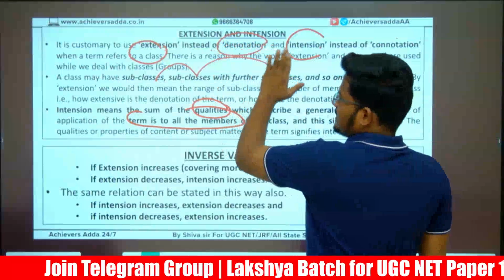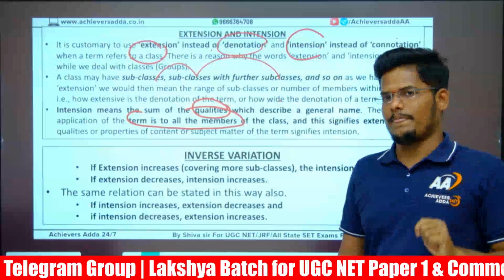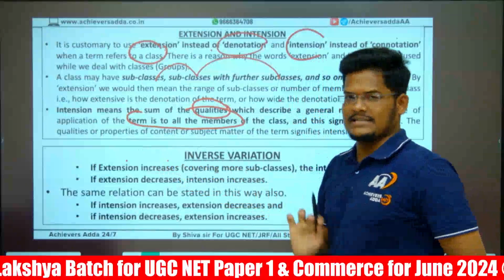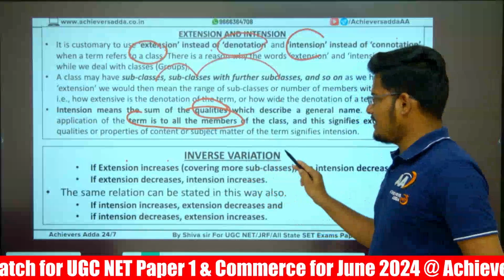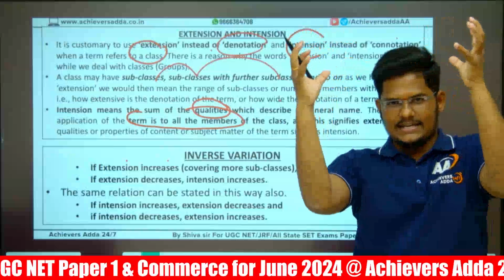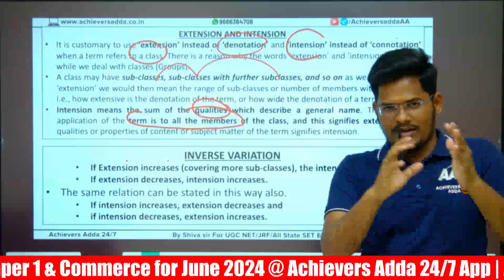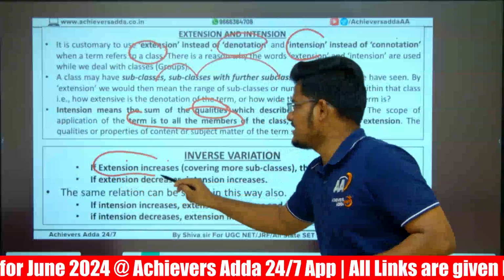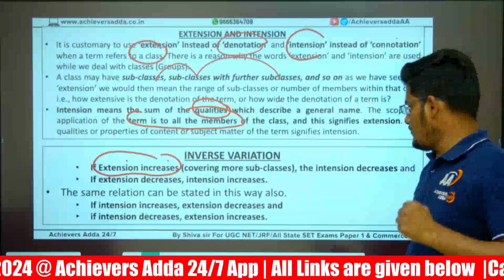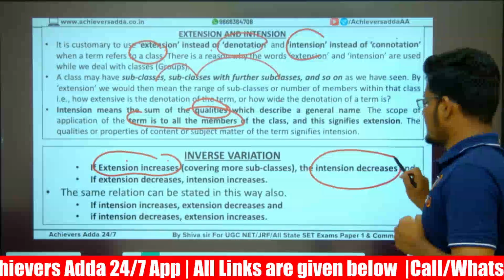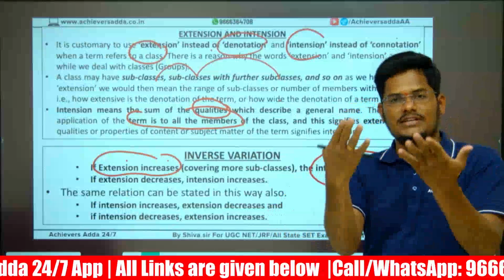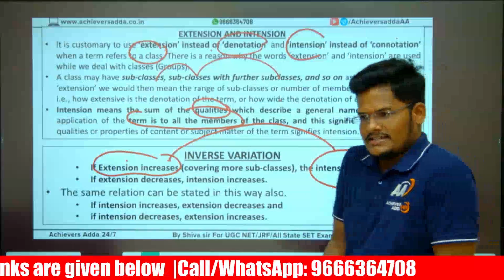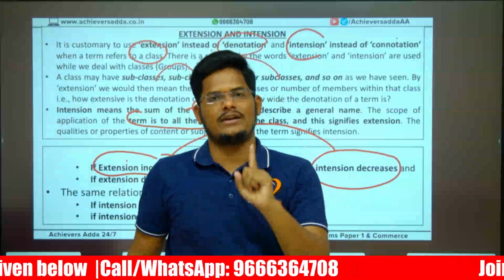Now the extension and intention are clear, denotation and connotation are clear. Look at the wording. Inverse. Extension increases means it is covering more classes. Means UGC NET, commerce paper 1 and paper 2, in paper 1 teaching aptitude. Means extension is increasing. This is the same as when intention decreases. Either you call it extension is increasing, it is the same as intention is decreasing. So extension increases or intention decreases, both are one and the same meaning.